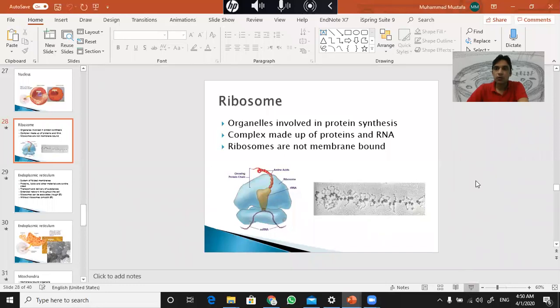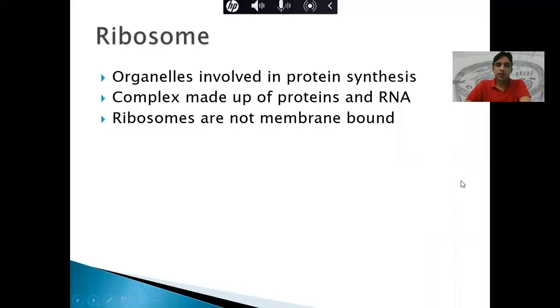Okay, friends, here we go with the ribosomes. Ribosomes are organelles present in both prokaryotic and eukaryotic cells, since they are involved in protein synthesis. And you can guess, there is no function if there is no protein. There is no life if there is no protein. So it's like a fundamental thing which should be present in all life forms. So it is present both in the eukaryotic system and in the prokaryotic system, and it is involved in protein synthesis.